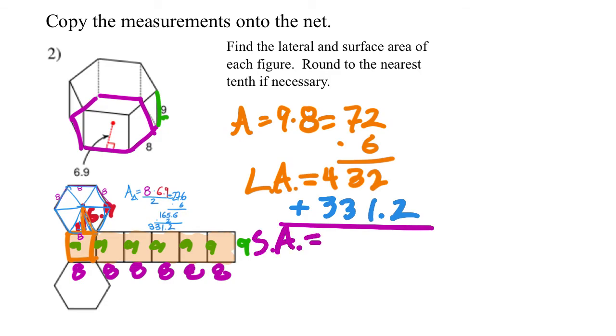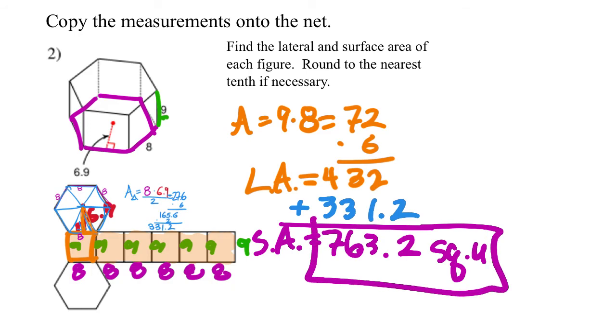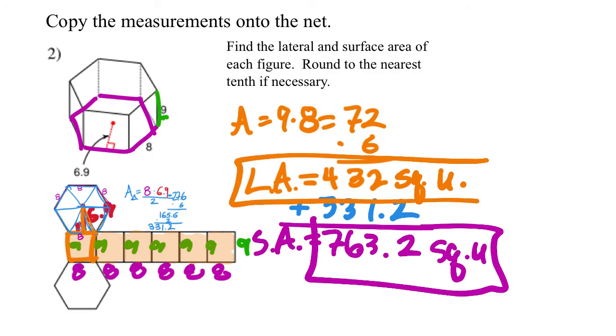Sometimes we'll just say SA. So what is that? A 2 and a 3 and a 6. Whoops. Decimal. 4 plus 3 is 7. 763 square units. That's what I'm going to say. Yeah, same with the 432. That would be in square units as the lateral surface area.